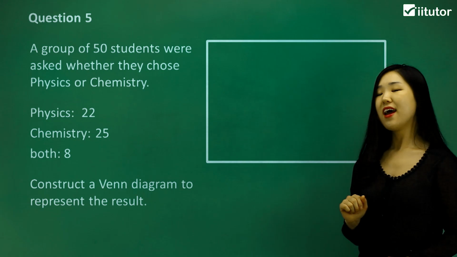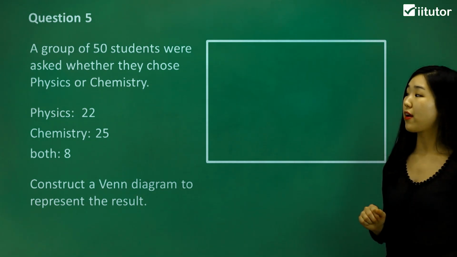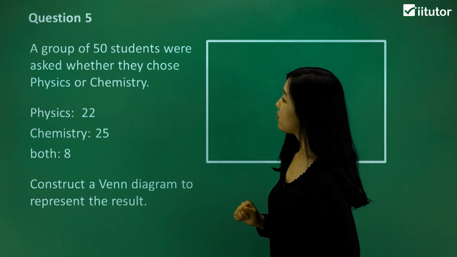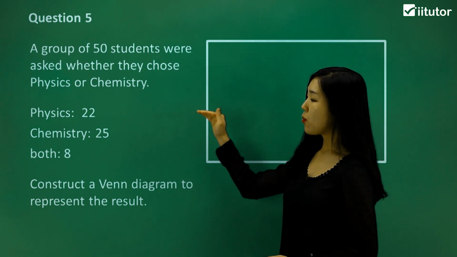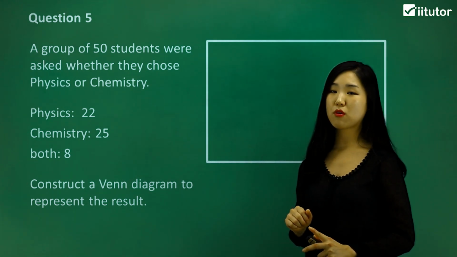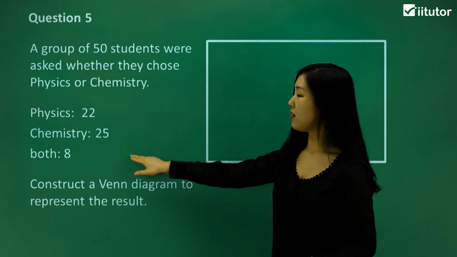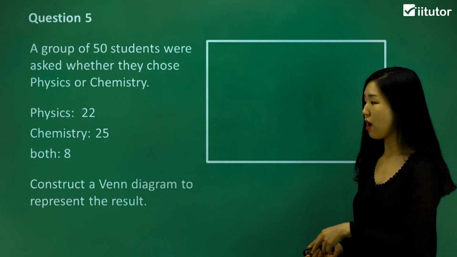Let's continue. Now, question 5, again, we want to draw our own Venn diagram. It tells us a group of 50 students were asked whether they choose physics or chemistry. It's the same context, but we have different values this time. And this time, instead of telling us the number of people who don't do anything, they tell us the number of people who do both physics and chemistry. Alright, so that would help us a little bit.